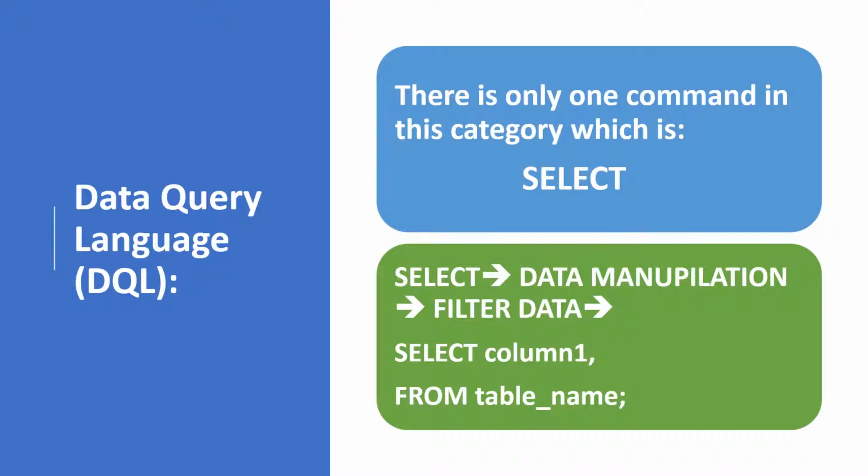Data query language, or DQL, are commands used to fetch or retrieve data from database tables. Although in this category we only have one command, which is select, it is the most common one in SQL and is almost always used. Its purpose is to filter data.